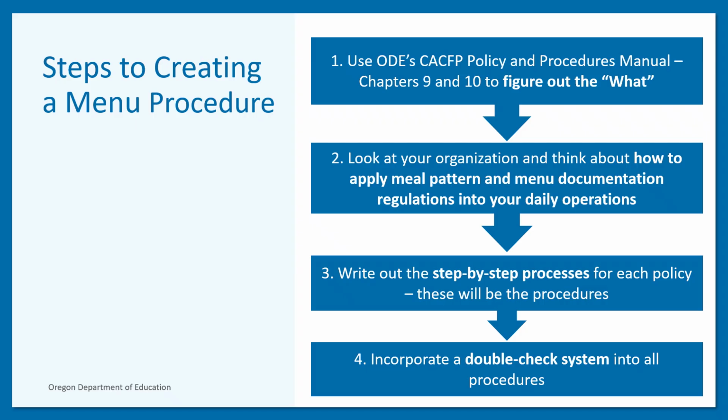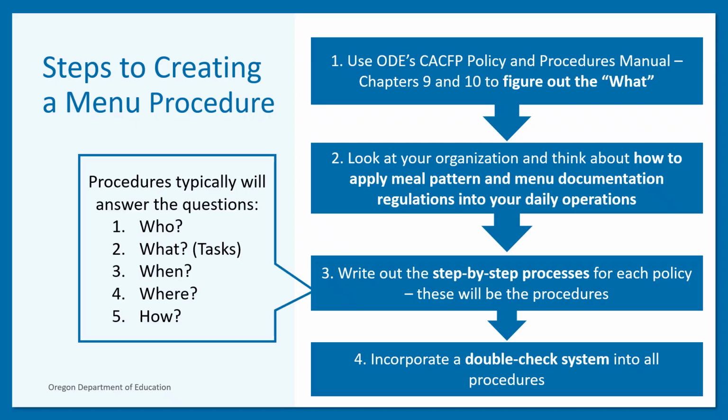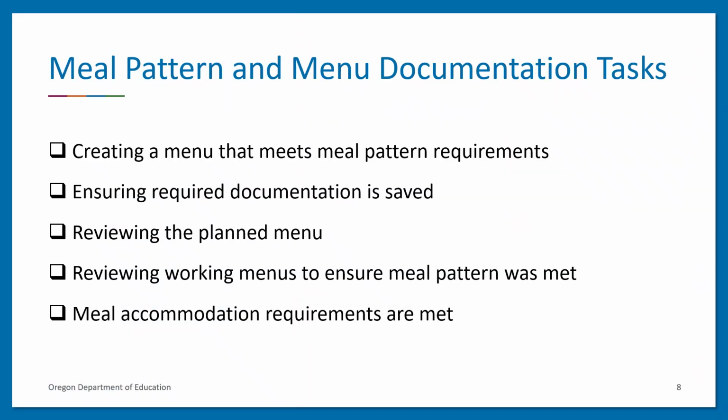Once you have thought through your process, you are ready for Step 3, where you will write out the step-by-step processes for each policy. These are the written procedures, where you will answer the questions who, what, when, where, and how. Finally, once you have drafted the procedure, you can go through and incorporate a double-check system into all the procedures. This is the verification or the check that is required.